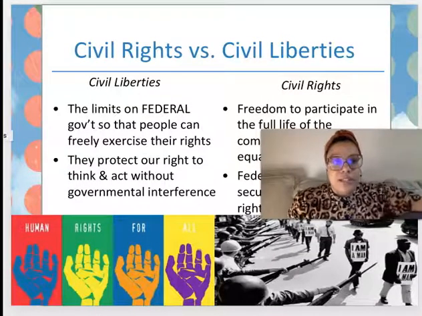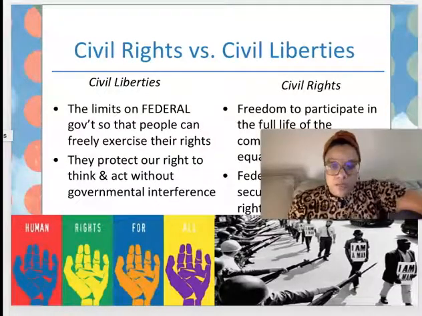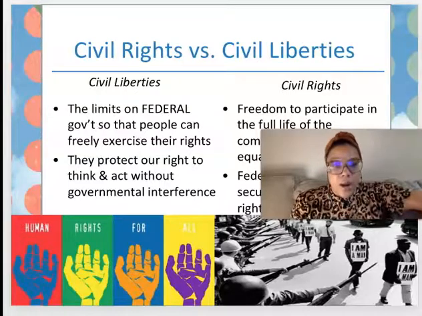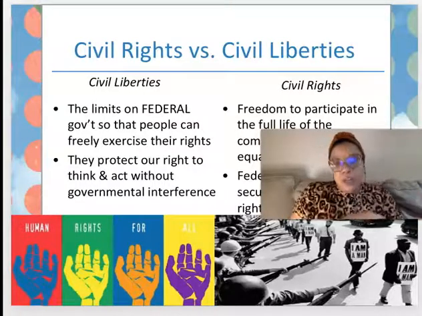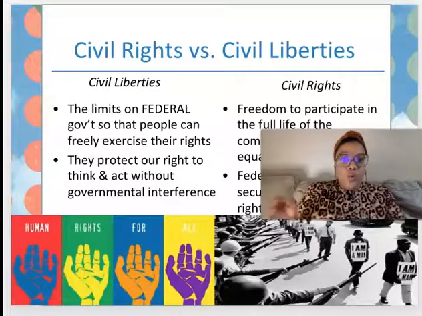Civil rights versus civil liberties. Okay. Civil liberties. These are the limits on the federal government so that people can freely exercise their rights. Right? The limits on the federal government. They protect our right to think and act without governmental interference, while civil rights are the freedom to participate in the full life of the community and exercise equal opportunity.